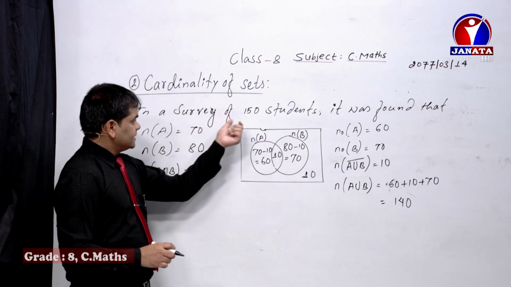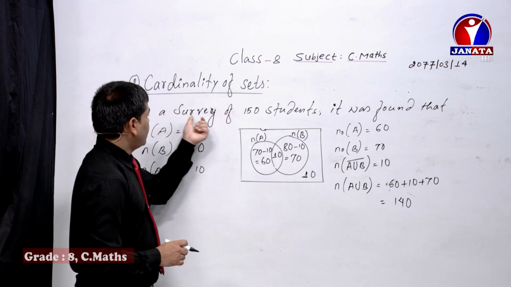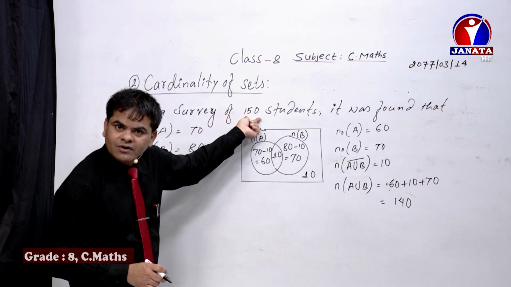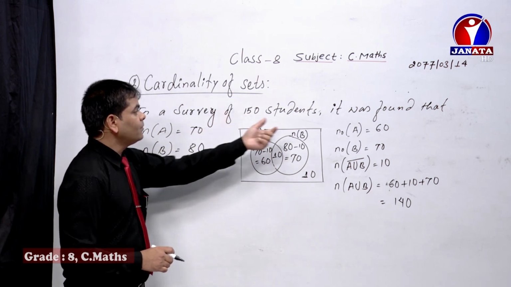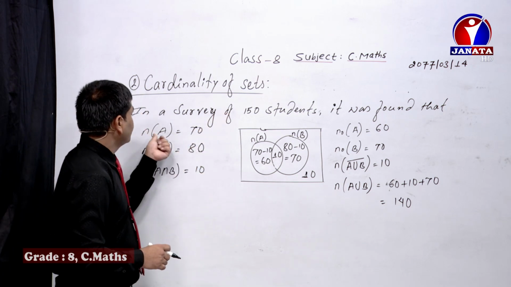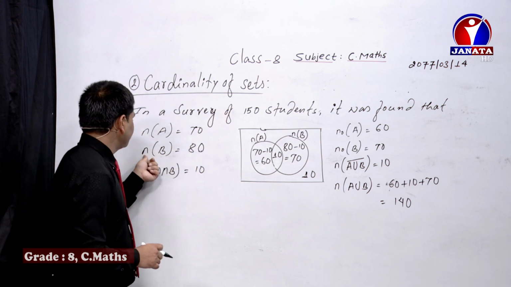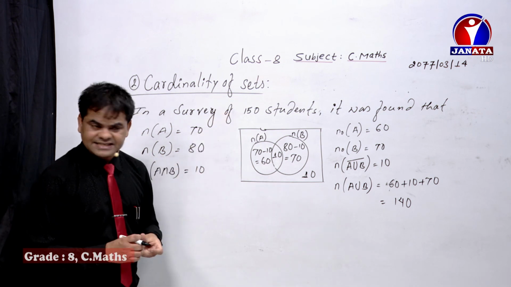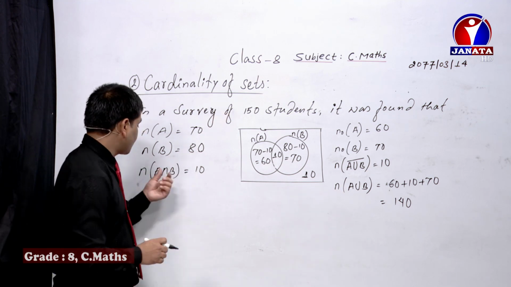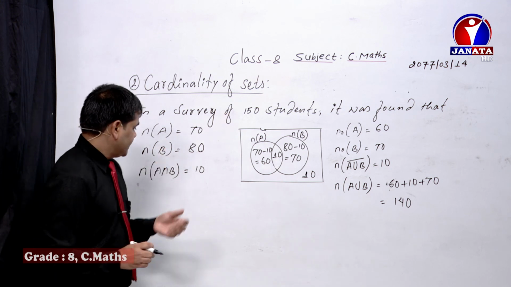Once again, dear students, there are 150 people surveyed. This means the universal set n equals 150. Now it was found, and I have written it in summarized form, that the number of people who like apple is 70, the number of people who like banana is 80, and the number of people who like both apple and banana is 10.